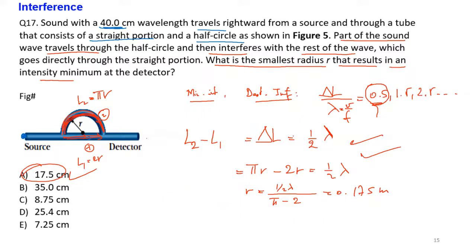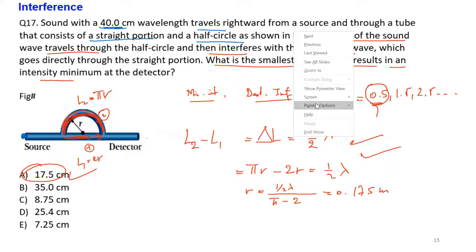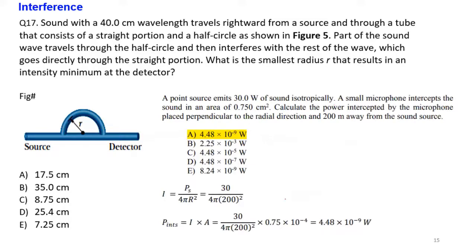Okay, now let's solve this problem here. Let me remove this. So we have a point source, and I give you the power of the point source. This is PS, 30 watt. So it emits isotropically. A small microphone intercepts the sound in an area, and I give you the area of the microphone. Calculate the power intercepted by the microphone, placed perpendicular to the radial direction and 200 meters away from the source of sound.